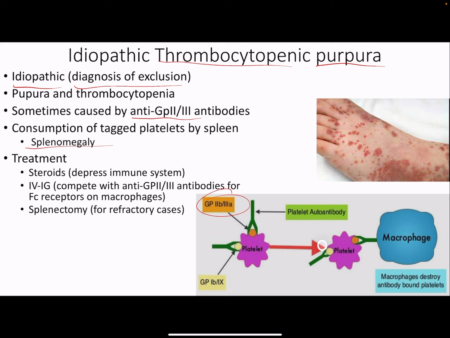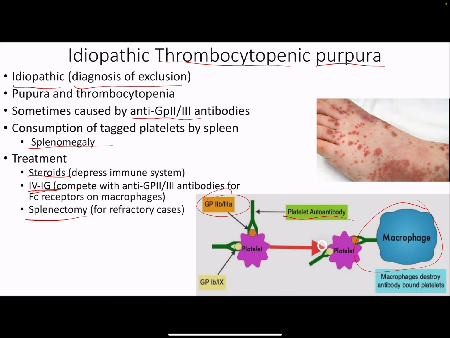Treatments would be just, let's depress the immune system with steroids. You can flood somebody with IVIG, which really just means we're flooding with Ig antibodies, which will compete for the macrophage's attention in the spleen. So rather than the spleen binding to the platelet autoantibody, it'll bind to one of these antibodies. It's just a competitive inhibitor, so you're just going to have less platelet consumption.